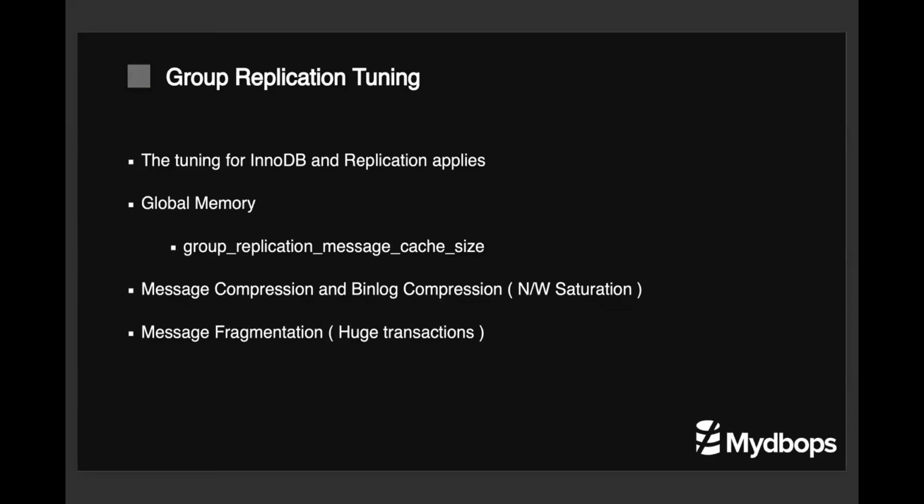And also there is one more thing called the clone plugin. We have the clone plugin built in, and clone is used when you are adding a new node, or if you want to rebuild an existing or corrupted node. You can enable compression there also as part of the tuning, so you can make the rebuilds faster.